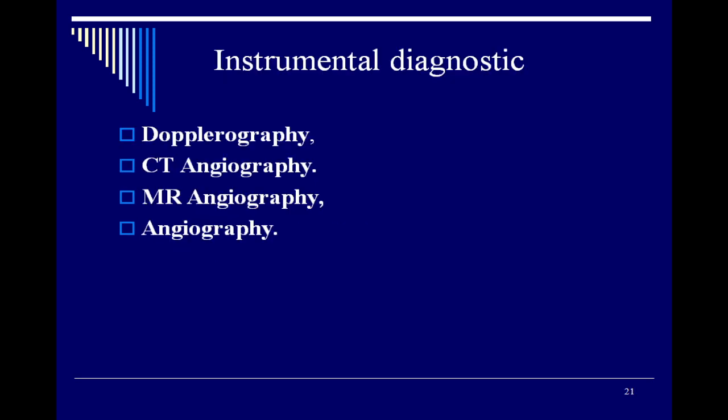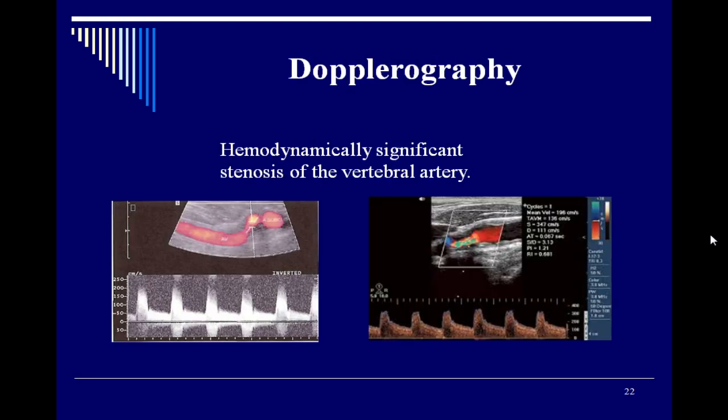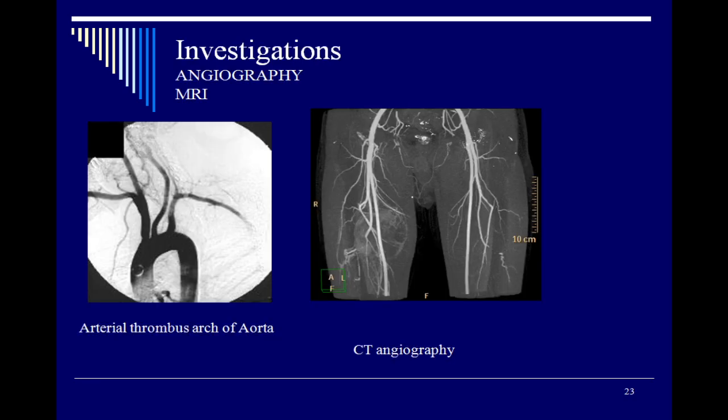Instrumental diagnostics: Dopplerography, CT angiography, MR angiography, and simple angiography. Dopplerography shows a hemodynamically significant stenosis of the vertebral artery. And you can see changes. What changes can happen in this case.